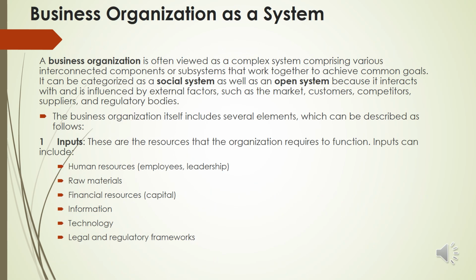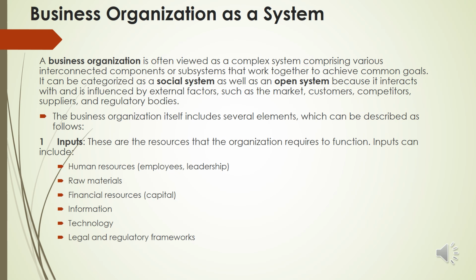All right, so now we are going to look at business organization as a system on its own. A business organization is often viewed as a complex system comprising various interconnected components or subsystems that work together to achieve a common goal. It can be categorized as a social system, and it's an open system, because it interacts with and is influenced by external factors such as the market, customers, competitors, suppliers, and regulatory bodies.